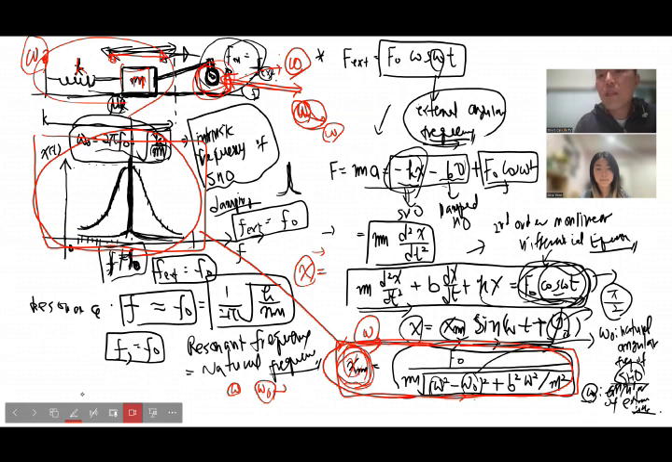Do you want me to rewrite it? Maybe, yeah. Okay, let me write it down one more time. So let me write down the formula one more time.